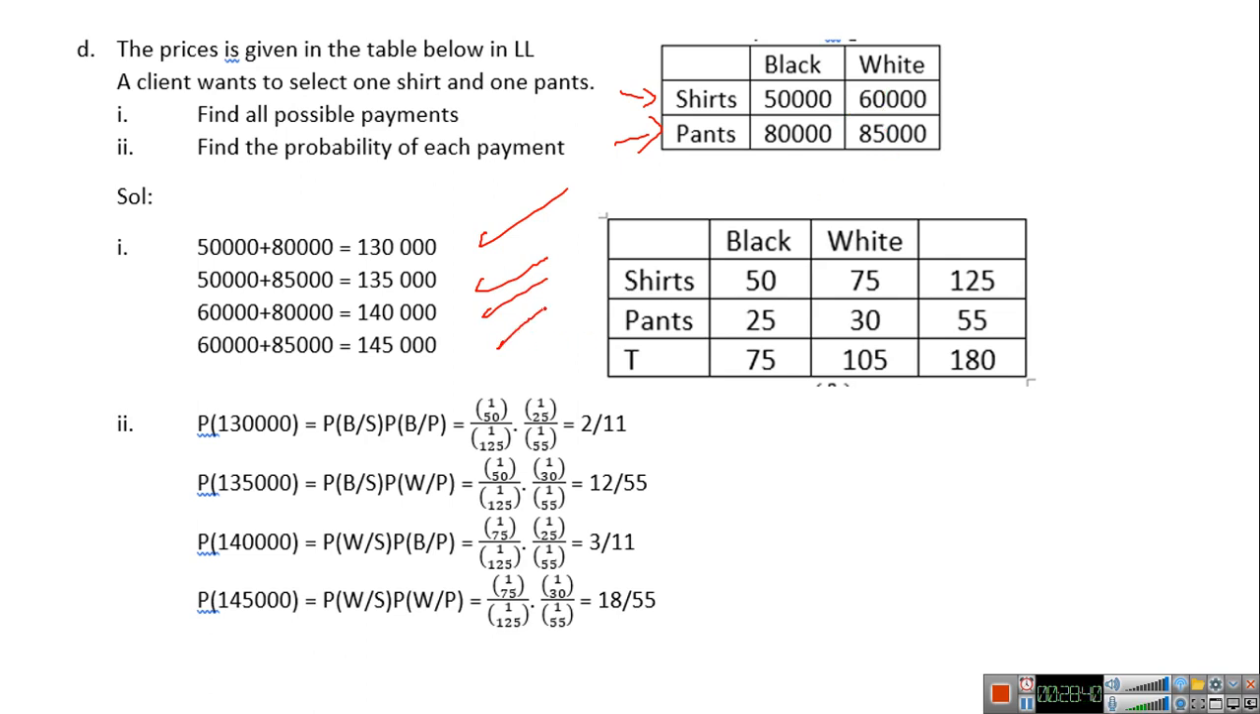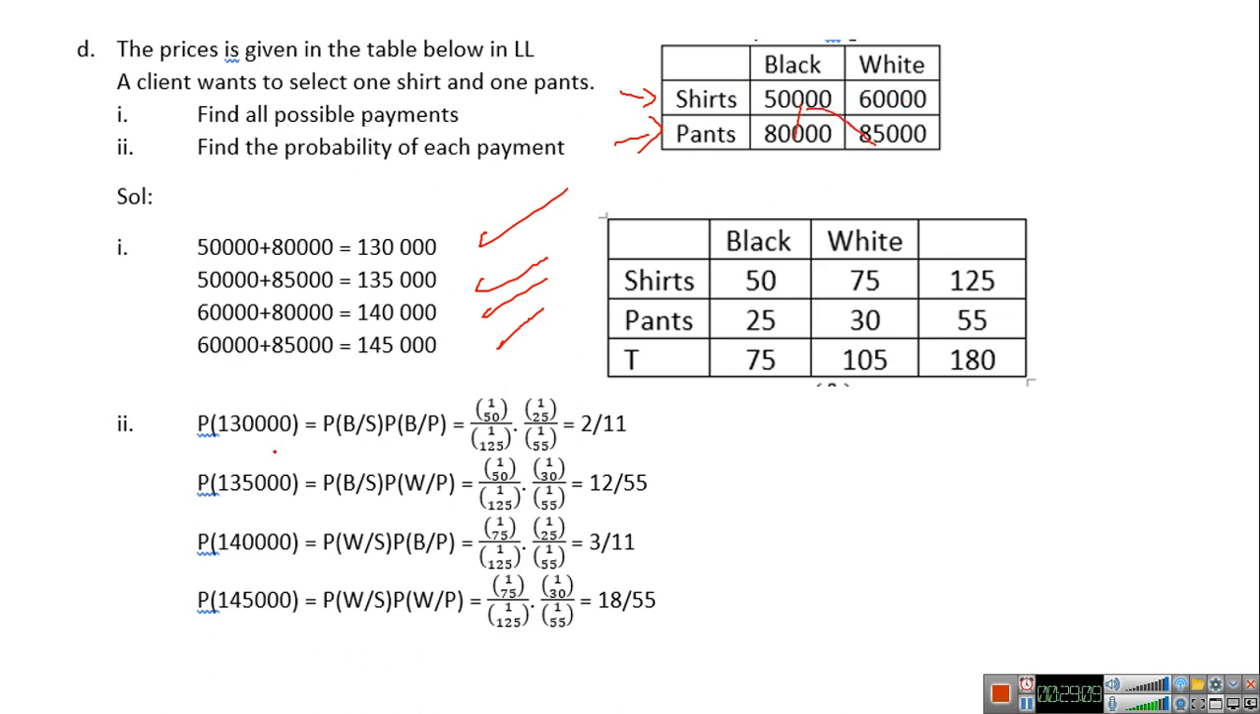If he had the choice to pick any, not one shirt and one pant, he could pick two black shirts, or two white shirts, or two black pants, or two white pants, or one black shirt, one white shirt, one black pant and one white pant, in addition to these. So we have more than these. But they said they want one shirt and one pant, so that's why I have only 4 choices. This with this one, that with that one, and vice versa.